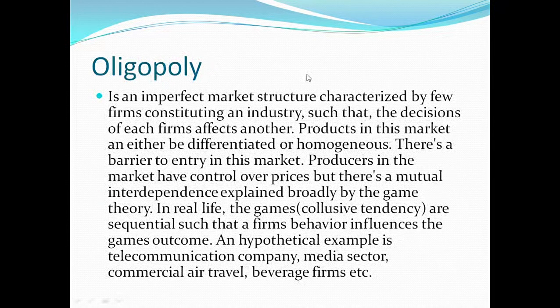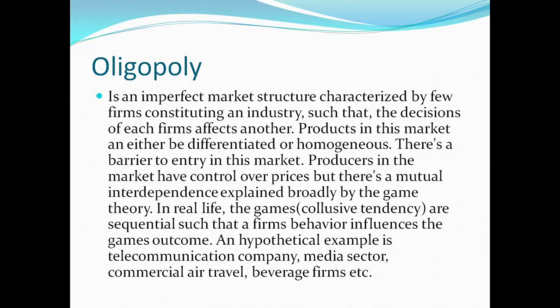To explain oligopoly, we also see oligopoly as an imperfect market structure that is characterized by few producing firms that constitute an industry such that they are quite interdependent on each other and their decisions also affect one another. One of the basic assumptions in this market is that products can either be differentiated or homogeneous. There's also a barrier to entry in this market. Producers have significant control over price, but there's a mutual interdependence because there are few producers in this market and the decision of one impacts another.